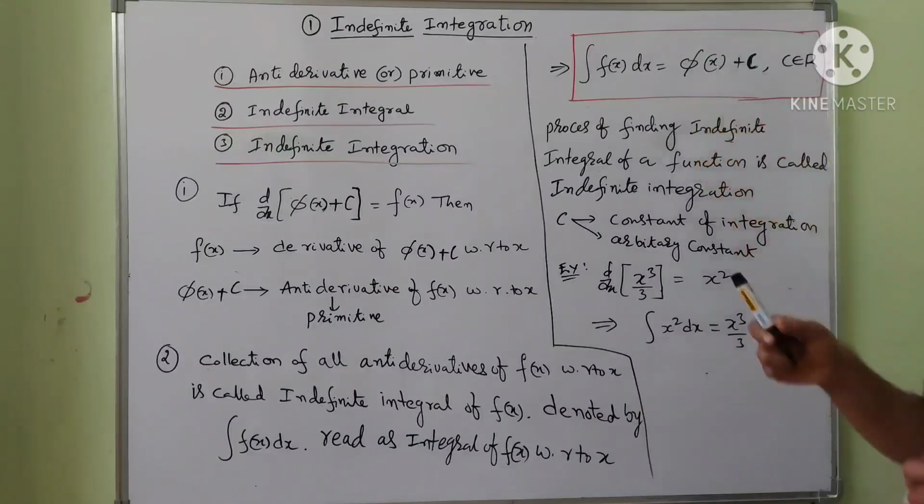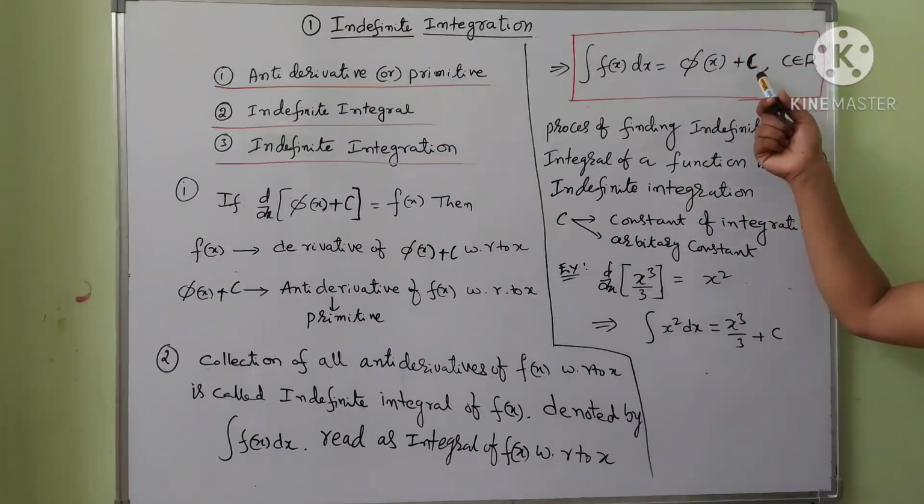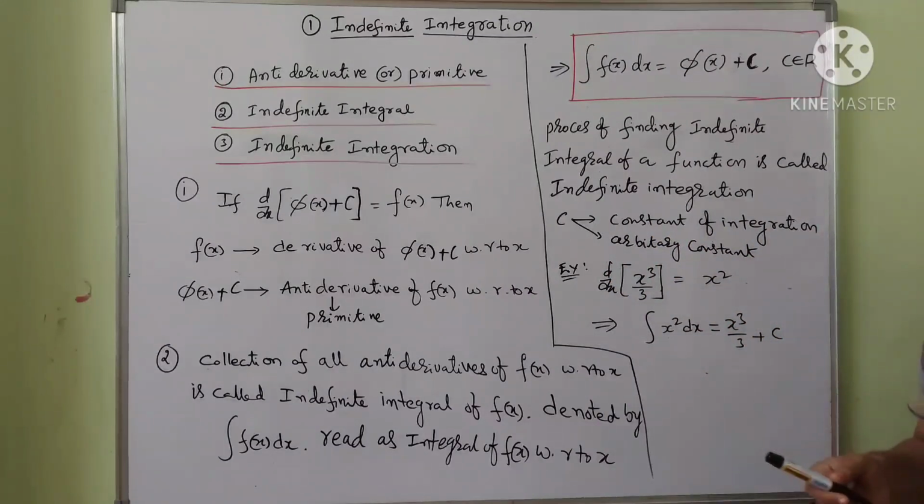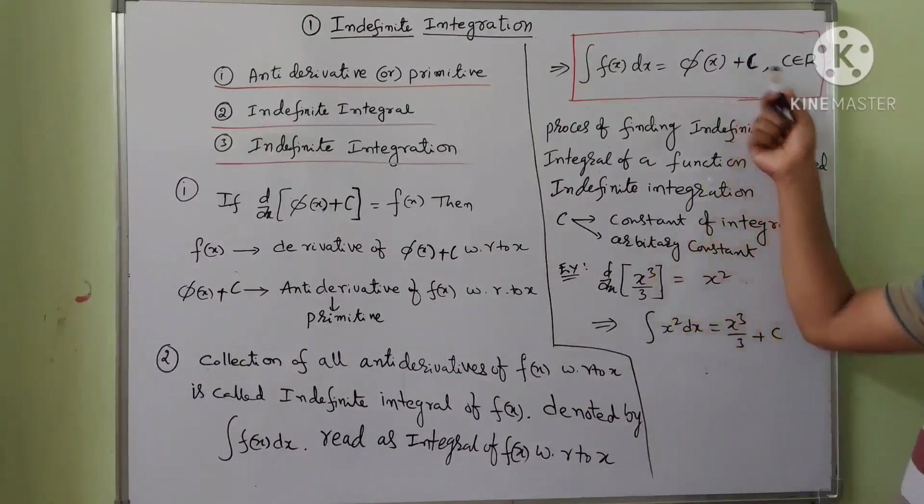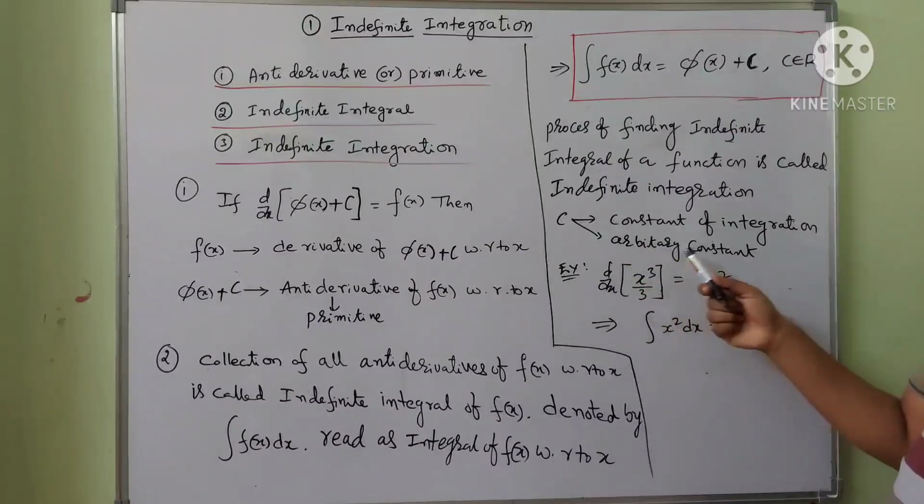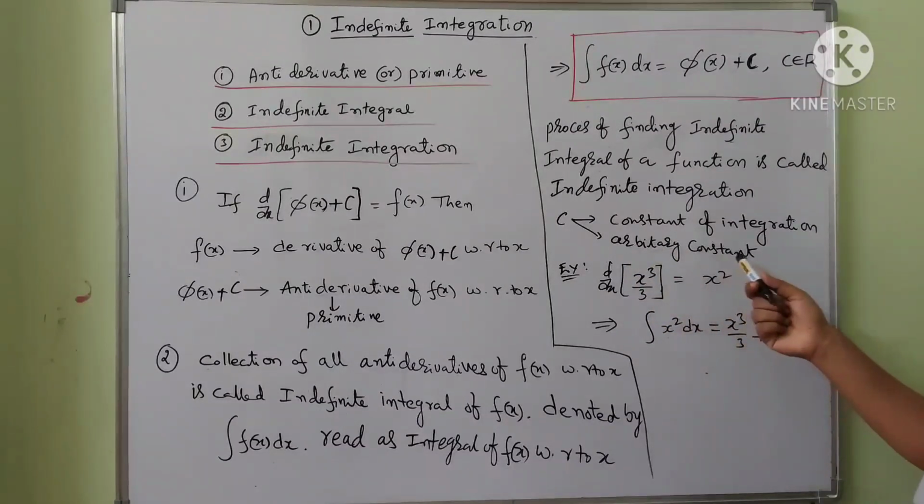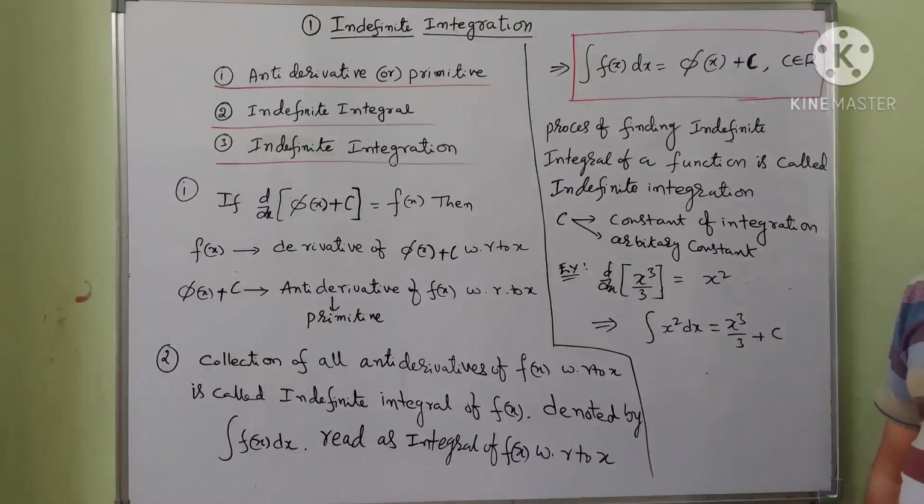Here let us discuss about c. What is c? It is called the constant of integration. I told you already, it is a variable constant, meaning an arbitrary constant. Variable constant is nothing but arbitrary constant. It is not a fixed constant. I want to explain with the help of an example.